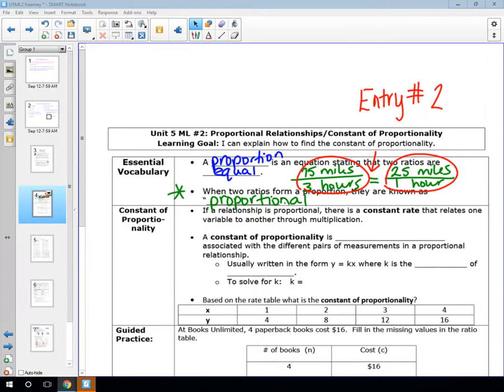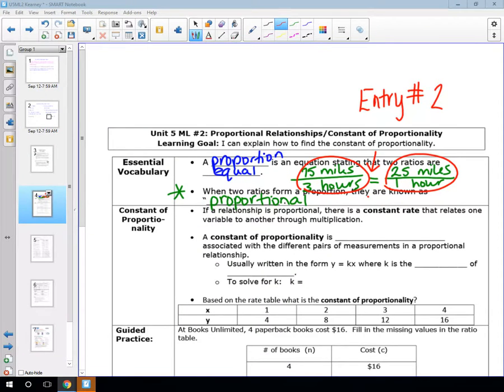So when you have two things that are proportional, that actually means that there is a constant rate of change that relates one variable to another. For example, if you look up here, the example that we just talked about, the constant rate of change there is 3. I'm sorry, the constant rate of change there is 25 miles because that was our unit rate. So the constant rate of change relates one to the other.